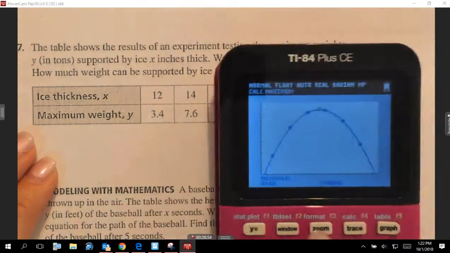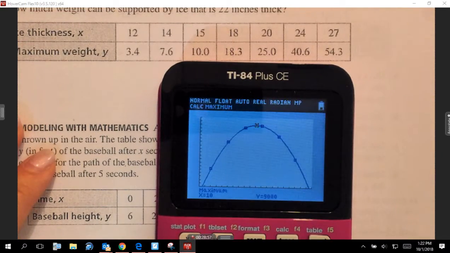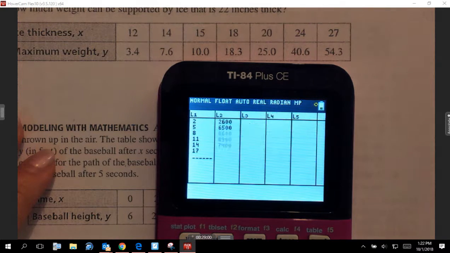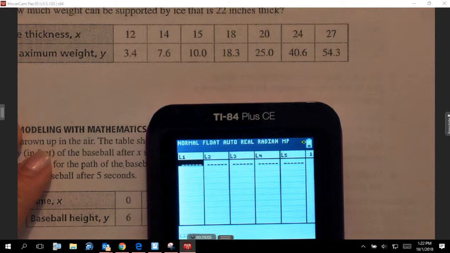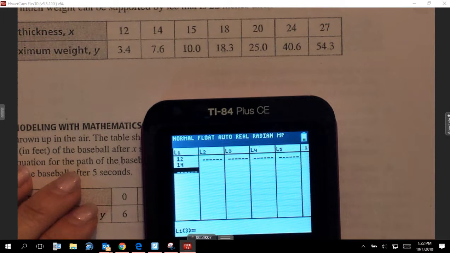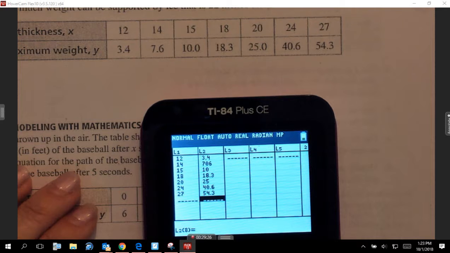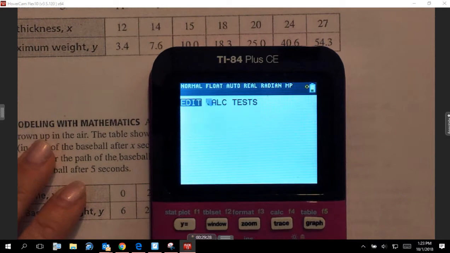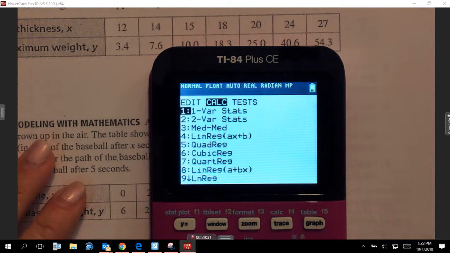So we're going to go to stat. You guys can work ahead. I'm just talking through it because I'm on the video. Edit. I'm going to go up and clear. And then calculate, this is a quadratic.